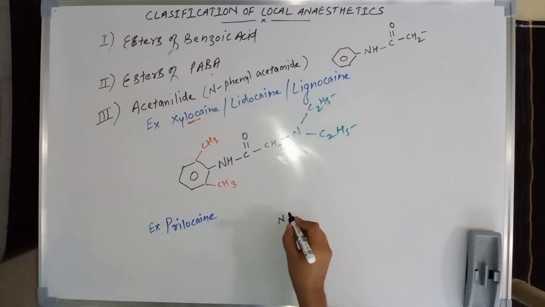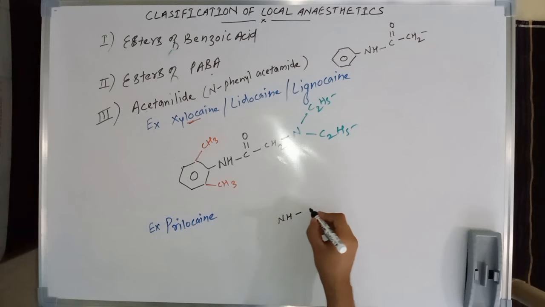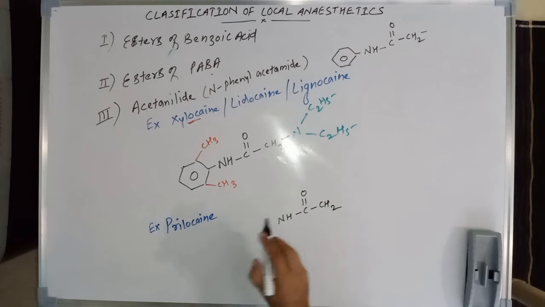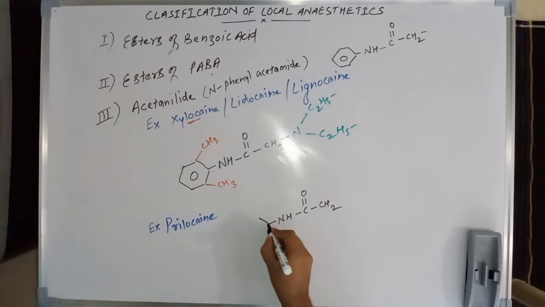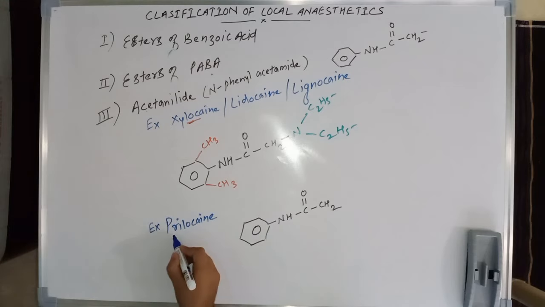This is your NHC double bond O, CH2. Okay, and here comes your N-phenyl. This is the basic skeleton of acetanilide. But in prilocaine, what is there? So pri means pro means 3. So there is a 3 carbon species. So what is this 3 carbon species? Let's find out.